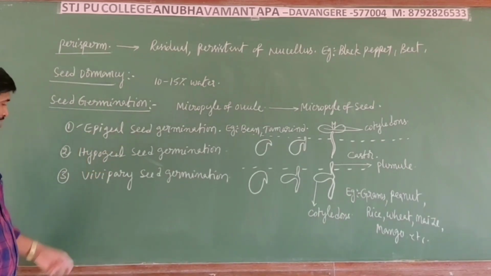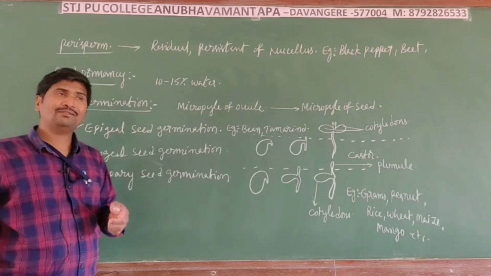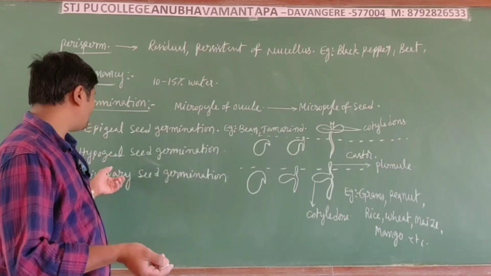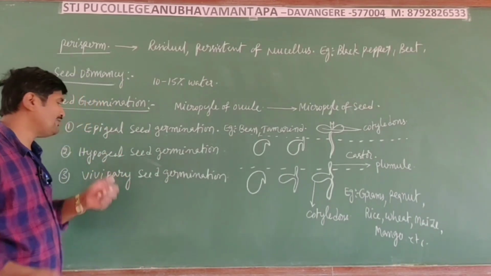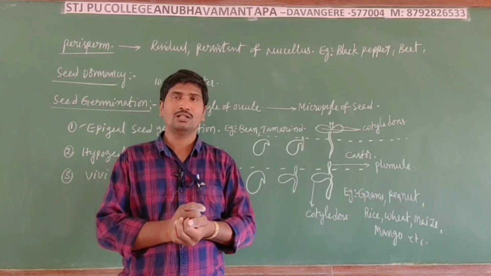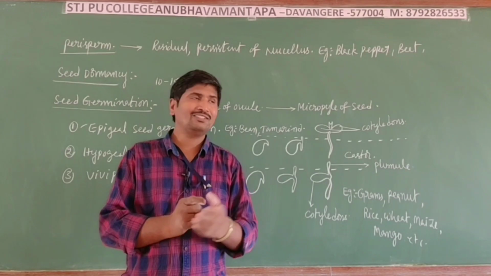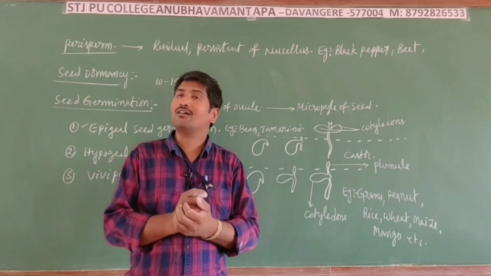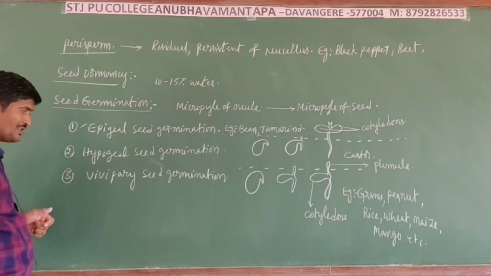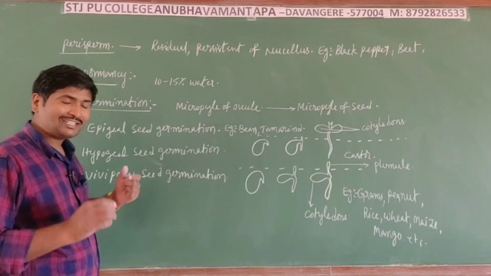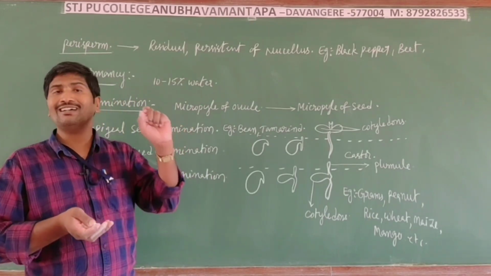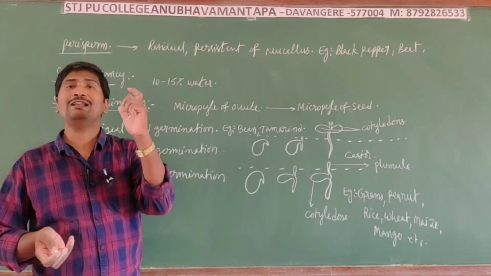Viviparous seed germination. What is viviparous seed germination? It is a special type of seed germination. Generally, viviparous seed germination is observed in mangrove plants. You already know the mangrove plants grow where oxygen is lacking in the soil. So in viviparous seed germination, the seed germination takes place inside the fruit, while the fruit is attached to the parental plant body.